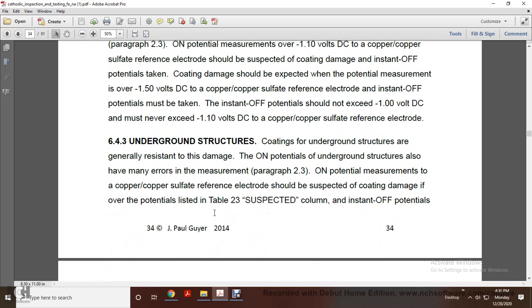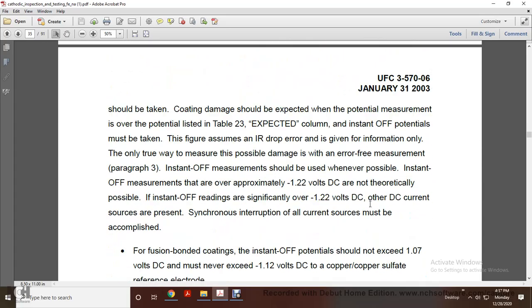6.4.3 Underground structure coating. For underground structures, coating is generally resistant to damage, though on potential for underground structures has many errors in measurement. Paragraph 2.3, on potential measured with the copper sulfate reference electrode: suspected coating damage, over the potential in Table 2.3 suspected column, and instant off potential should be taken. With current coating damage expected, the potential measured over the potential listed in Table 2.3 expected column.